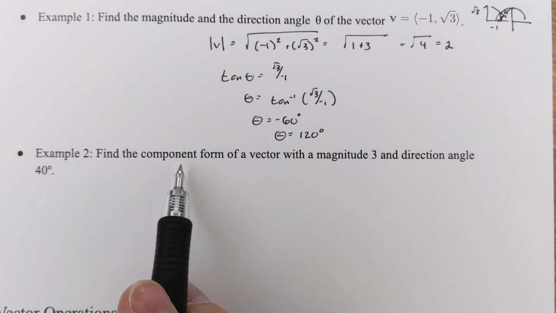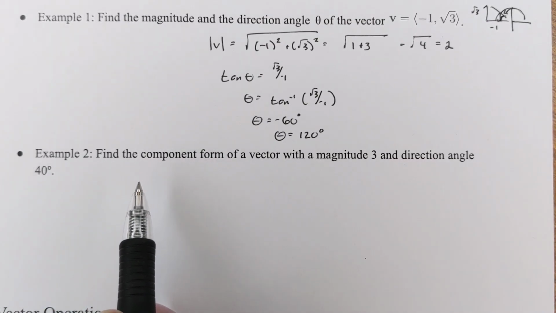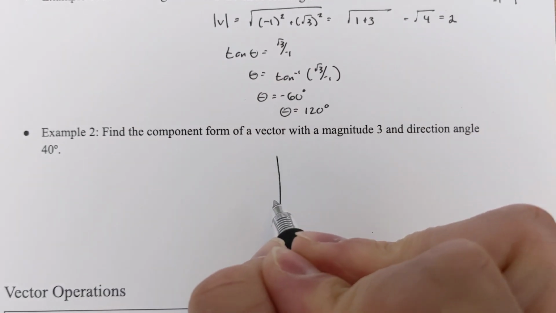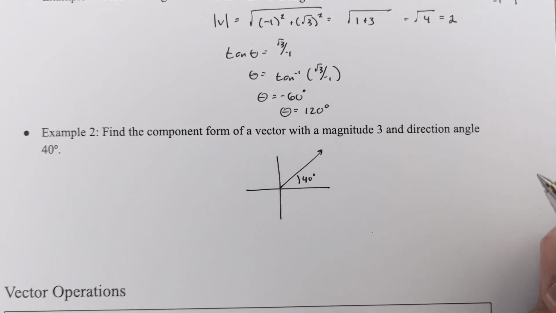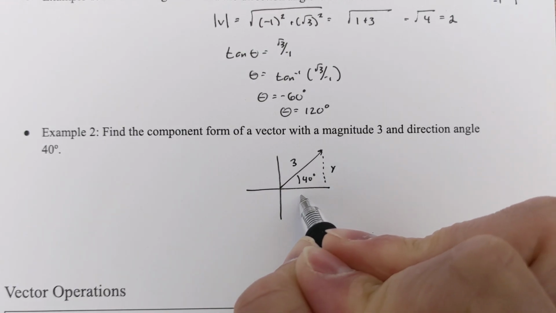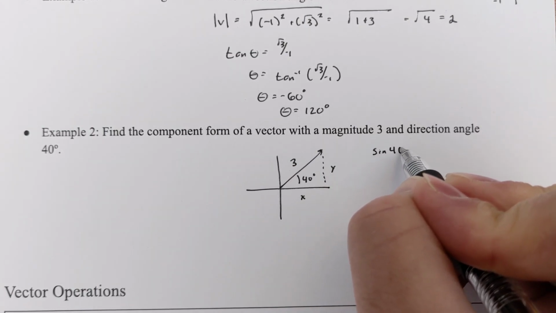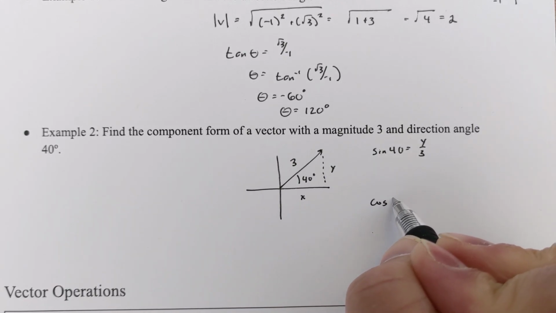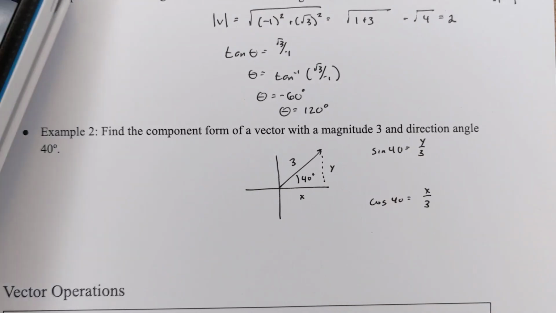Alrighty, find the component form of a vector with magnitude 3 and direction angle 40 degrees. So we're kind of going backwards here. We have a 40-degree angle, and we know that the magnitude is 3. I need to find the component form, so I need the y value and the x value. Well, y is the opposite, so the sine of 40 is equal to y over 3. x is the adjacent, so the cosine of 40 is equal to x over 3. Then I can just solve these equations.